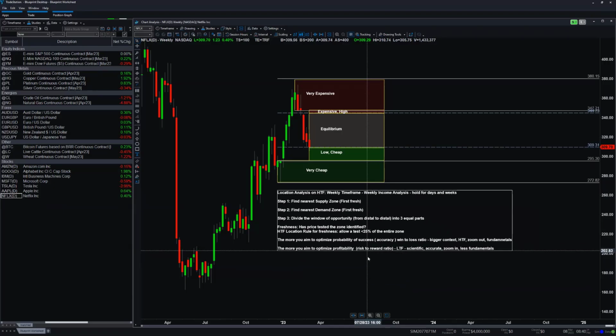And that is why we need different time frames. We can't just look at one time frame and achieve an understanding of price where we know everything that we want to know.